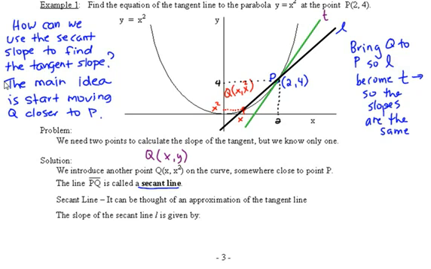Okay, so we introduced Q. That's what we did. Line PQ is called the secant. It's an approximation of the tangent. Let's move on.